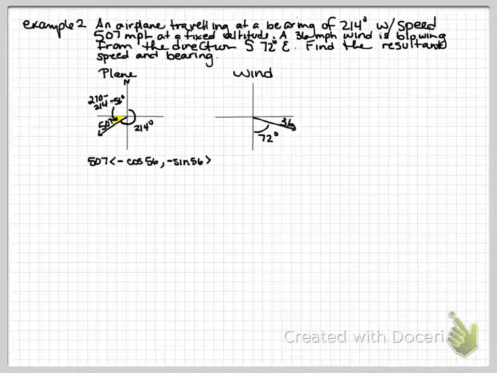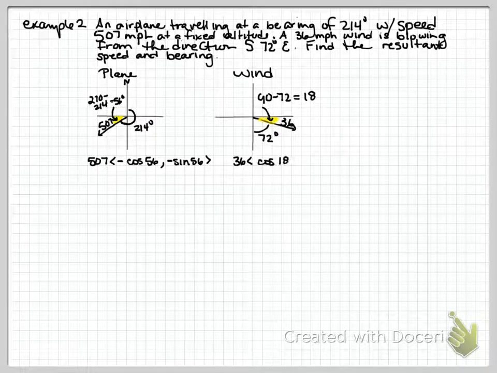So for this one, I want this angle in here. This is the angle I need. And that's going to be 90 minus 72, which is 18. So let's write the vector for our wind. Our wind is going to be 36 cosine of 18, sine of 18. Again, paying attention to what quadrant we're in. We're in the fourth quadrant. Cosine is positive, but sine is negative.